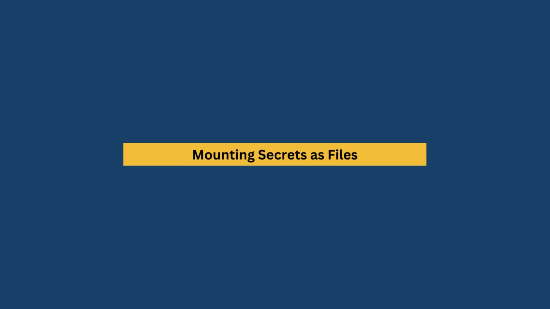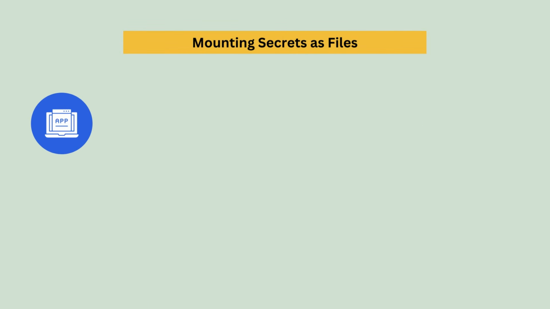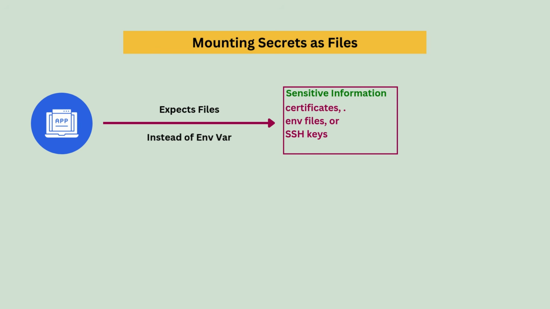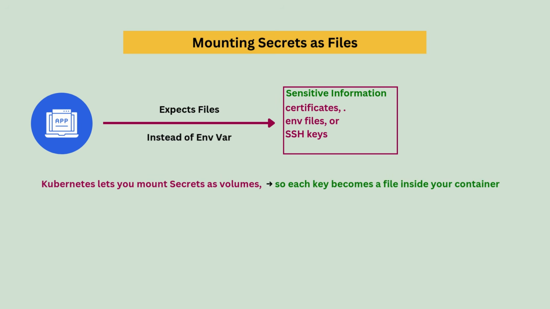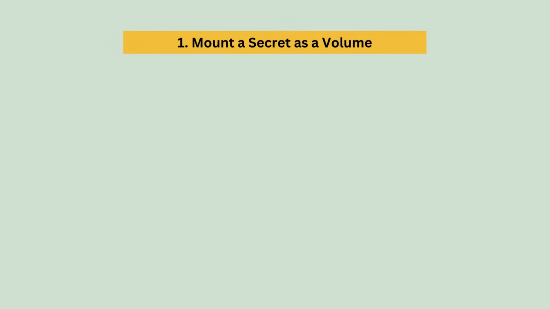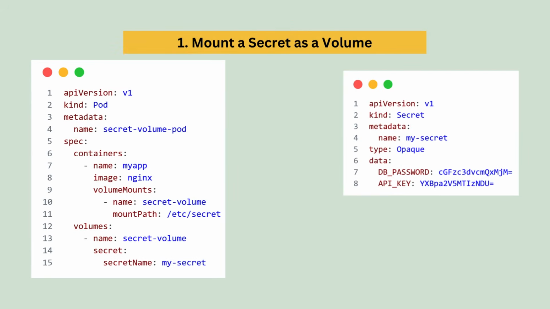Now moving on with our next topic, mounting secrets as files. So some applications expect sensitive information as files instead of environment variables, like certificates, .env files or SSH keys. Kubernetes lets you mount secrets as volumes. So each key becomes a file inside your container. Now, let's understand how to mount a secret as a volume.